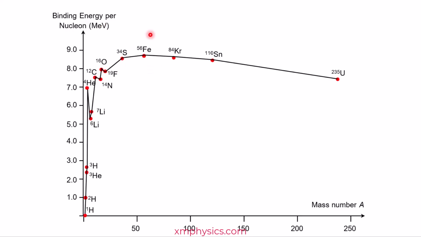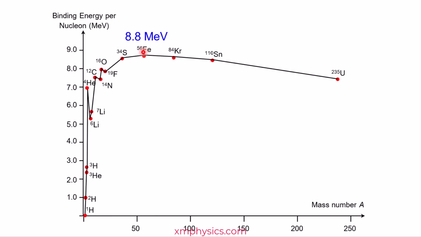The maximum happens around here. In fact, iron-56 with a binding energy per nucleon of 8.8 mega electron volts is usually touted as the most stable nucleus. Because beyond this point, the binding energy per nucleon will start to decrease steadily. So why do we say it's the most stable?